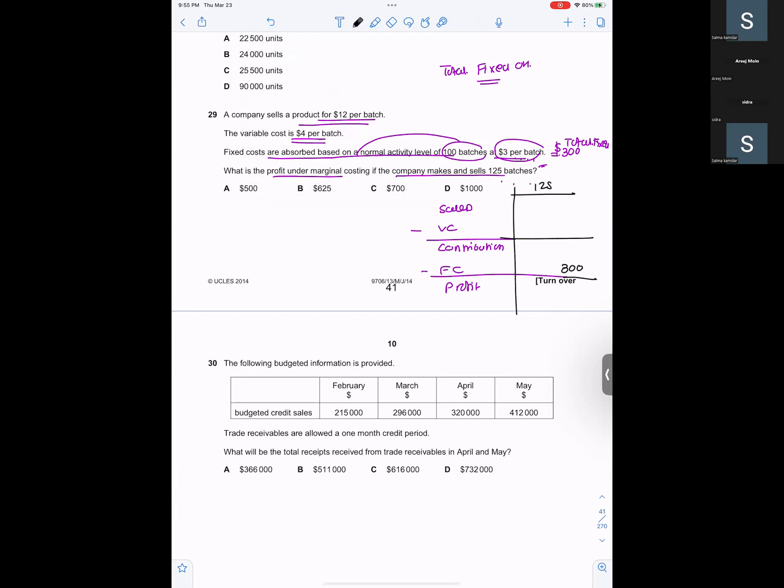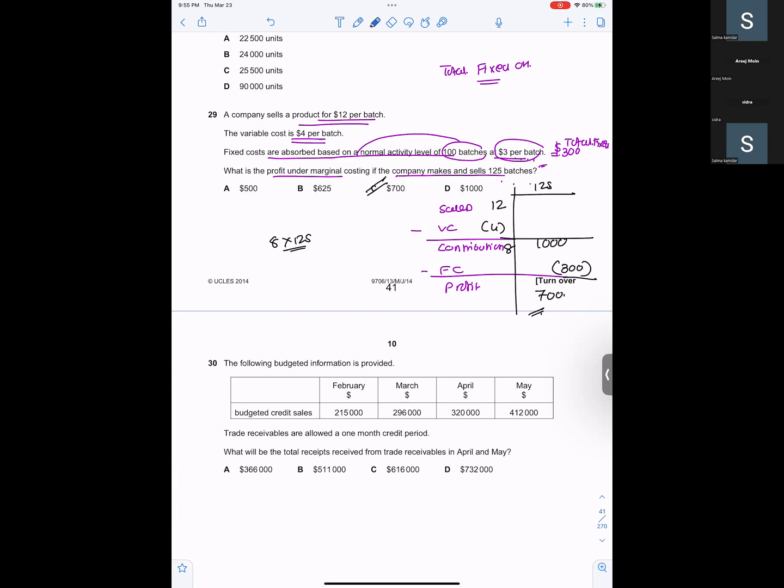Sales: 125 into $12 per batch. Variable cost is 4. Contribution will be how much? Contribution will be 8. 8 into 125 batches will be my total contribution. That will be 1000. 1000 minus fixed cost 300. What will be my profit? 700. Yes.